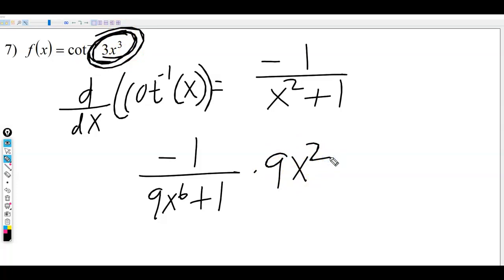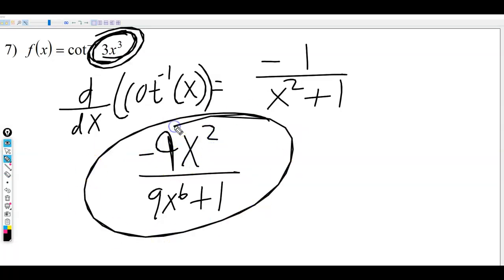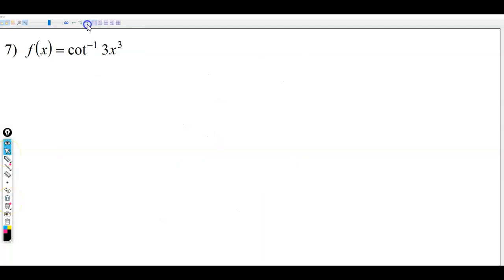And so, once again, they're going to multiply the 9x squared times the negative 1, and they're going to make it become negative 9x squared. Okay? So once again, you got to take the time to memorize those. Okay, number 8.